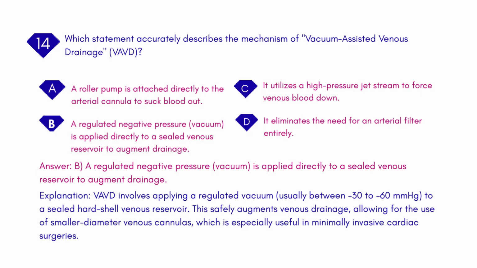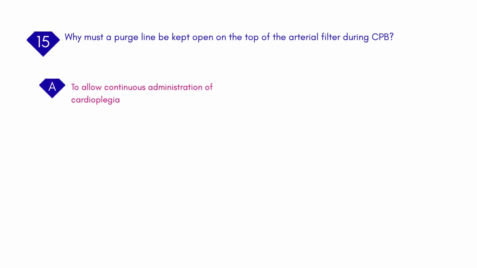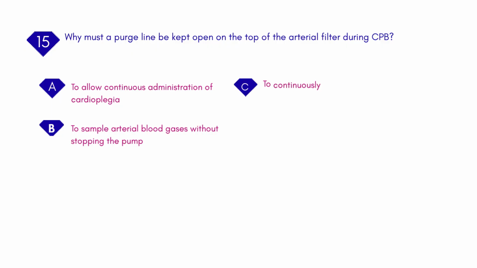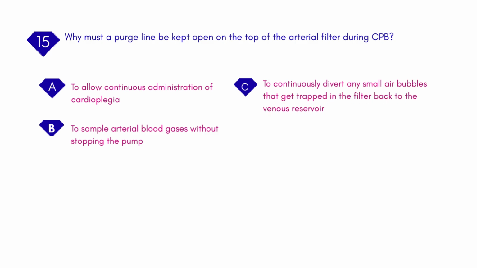Why must a purge line be kept open on the top of the arterial filter during CPB? A. To allow continuous administration of cardioplegia. B. To sample arterial blood gases without stopping the pump. C. To continuously divert any small air bubbles that get trapped in the filter back to the venous reservoir. D. To vent the left ventricle.